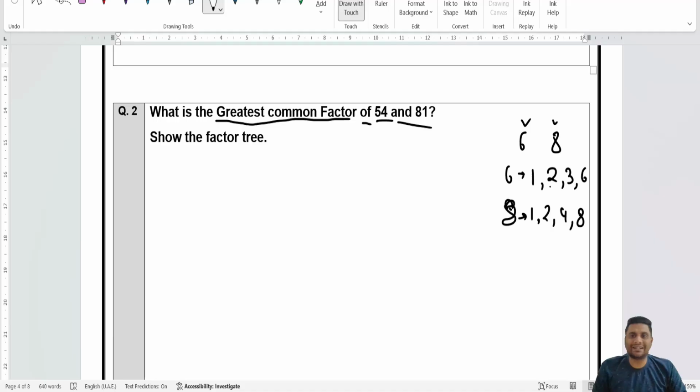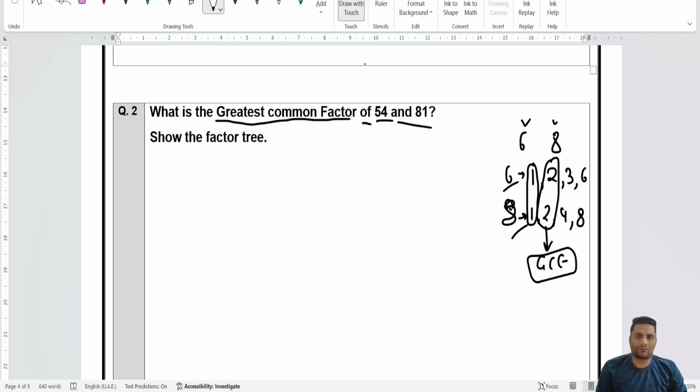Now we need the greatest common factor. So the common factors are 1 and 2 only. But which one is greatest? 2. So 2 is my GCF. The biggest number which can divide both 6 and 8. Okay. This is the meaning of GCF. Now let's see how I will do this question. Now this was just for explaining the meaning to you, okay? Now forget about it, come to the question.